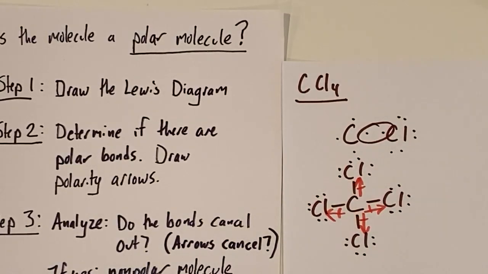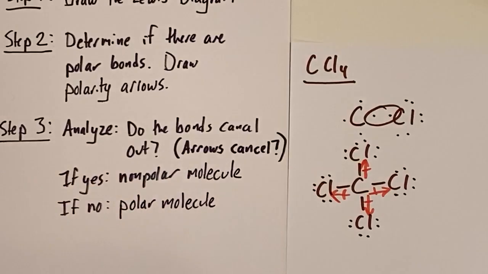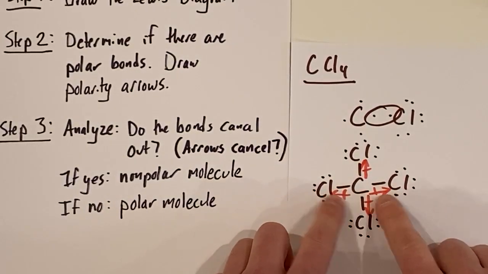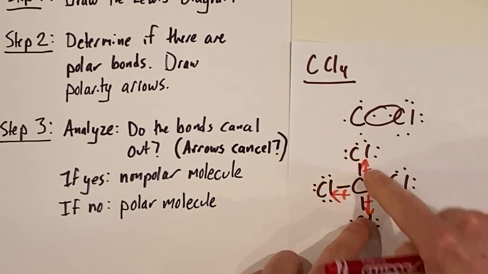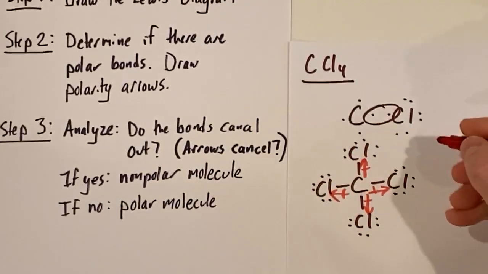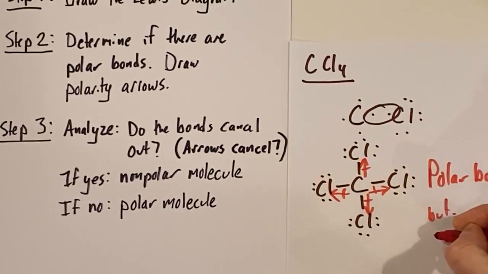So now let's take a look at step 3. Do the polar bonds cancel out? Because if they do cancel out, we're going to end up with a nonpolar molecule. If they don't cancel out, it's going to be a polar molecule. So let's take a look at these two here. They're opposites, pulling exactly apart. These are going to cancel out. And these are also going to cancel out. So what we have here are polar bonds but a nonpolar molecule.